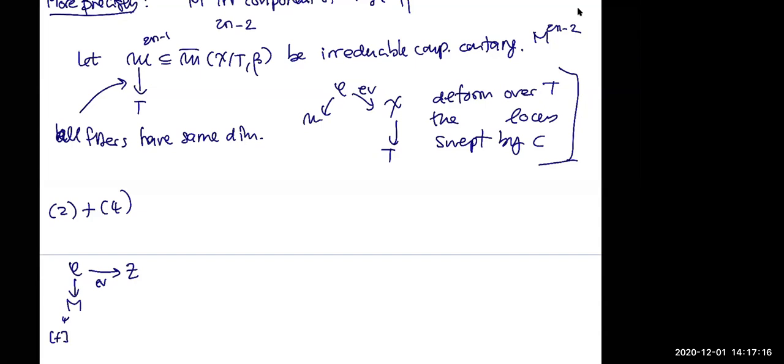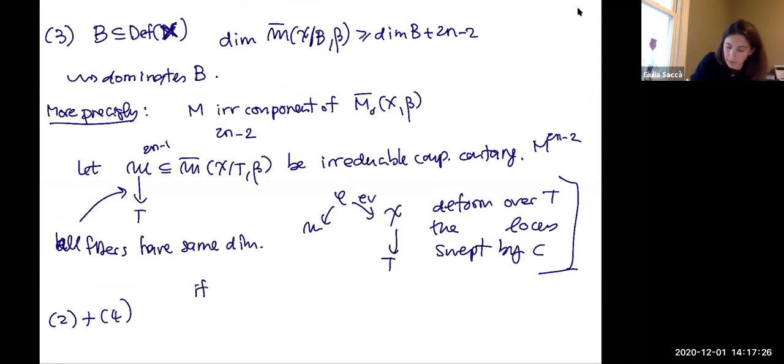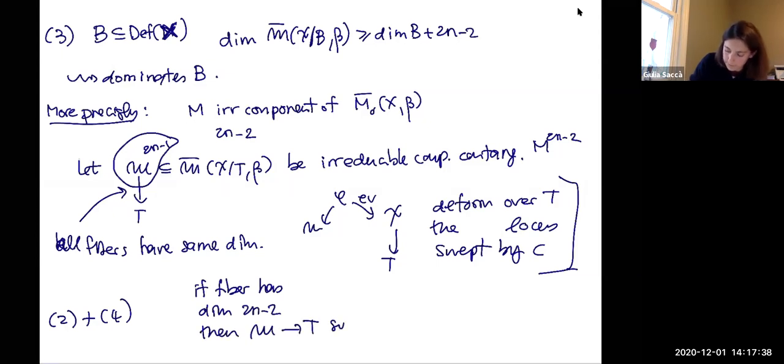Julia, I'm a bit confused. Above, you assume that this component already has dimension 2n minus 2, or is it at least 2n minus 2? So here I say, because this has dimension 2n minus 1, if the fiber has dimension 2n minus 2, then the map surjects. This is what I maybe failed to show. If the fiber is not too big, then because that is dimension 2n minus 1, it has to deform sideways.